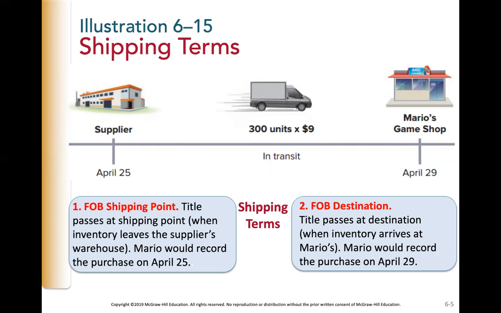FOB destination is the opposite. FOB destination means title passes when the inventory reaches the buyer's destination. In this example, if the terms were FOB destination, Mario would have waited until the inventory was actually received on April 29th to record the purchase.